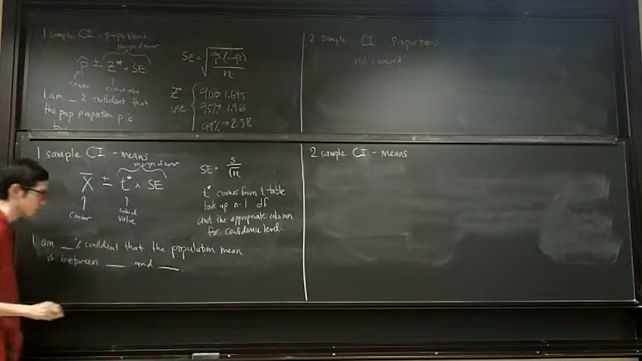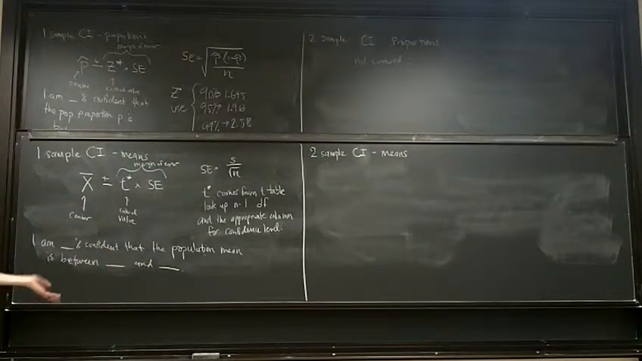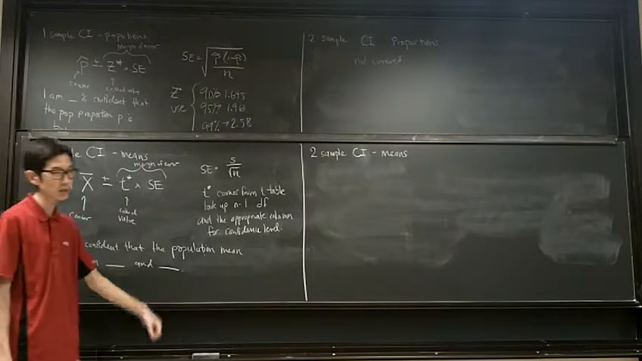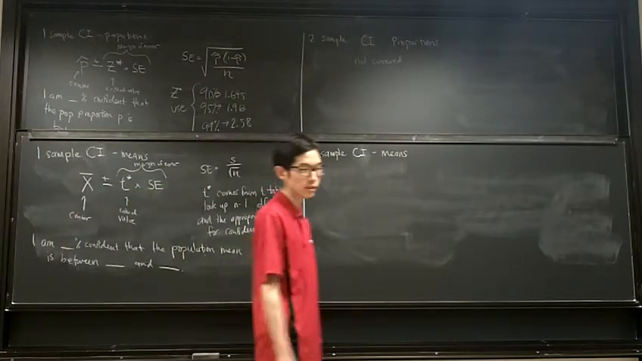If I say, do we have evidence that the mean is different from 20? How do we decide what our answer is? If 20 is inside my interval, I don't have evidence that it's different. If 20 is not in the interval, I do have evidence that it's different from 20.